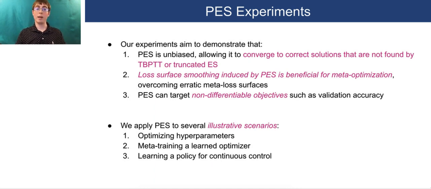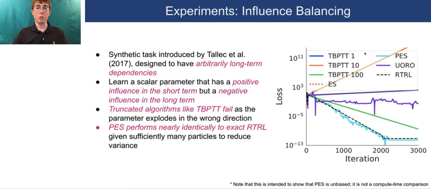We're going to apply PS to several illustrative scenarios, including hyperparameter optimization, meta-training a learned optimizer, and learning a policy for a continuous control task. So first, we look at a synthetic influence balancing task that was introduced by Tallec et al. in 2017, which is designed to have arbitrarily long-term dependencies. Here, the task is to learn a scalar parameter that has a positive influence in the short term, but a negative influence in the long term.